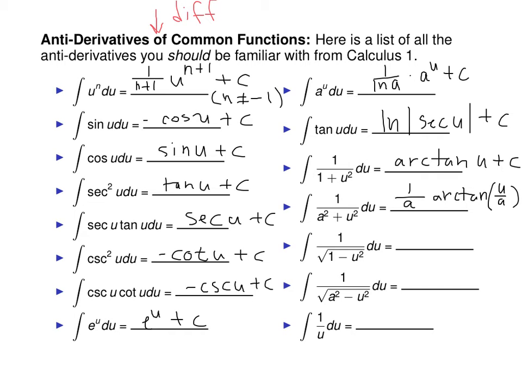Now the next one, 1 over 1 minus u squared, the antiderivative there is arc sine. You could make arc cosine work, but usually we just say arc sine because it's simpler. And this next one is also very similar. It's just arc sine u over a plus c. And lastly, the antiderivative of 1 over u is ln absolute value of u plus c.